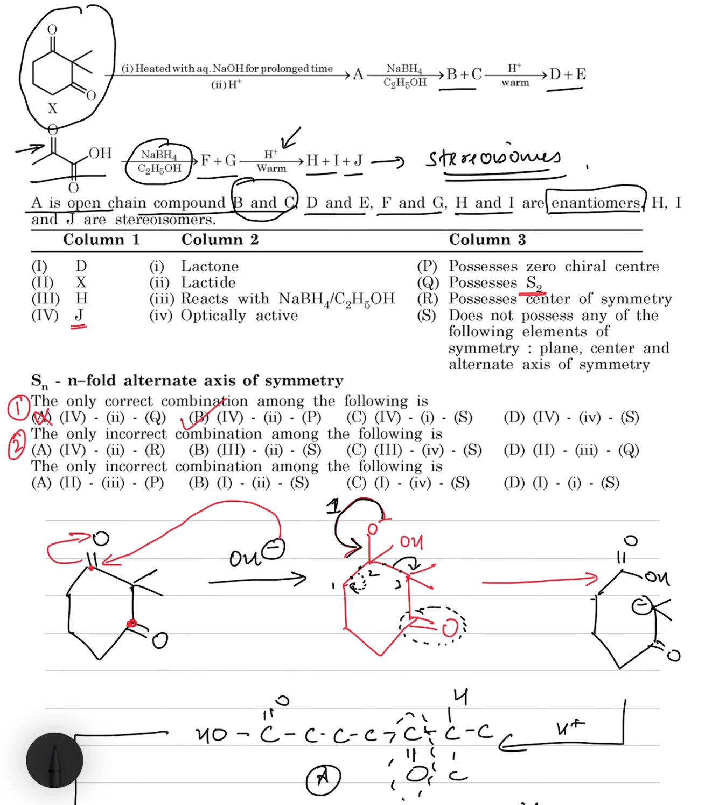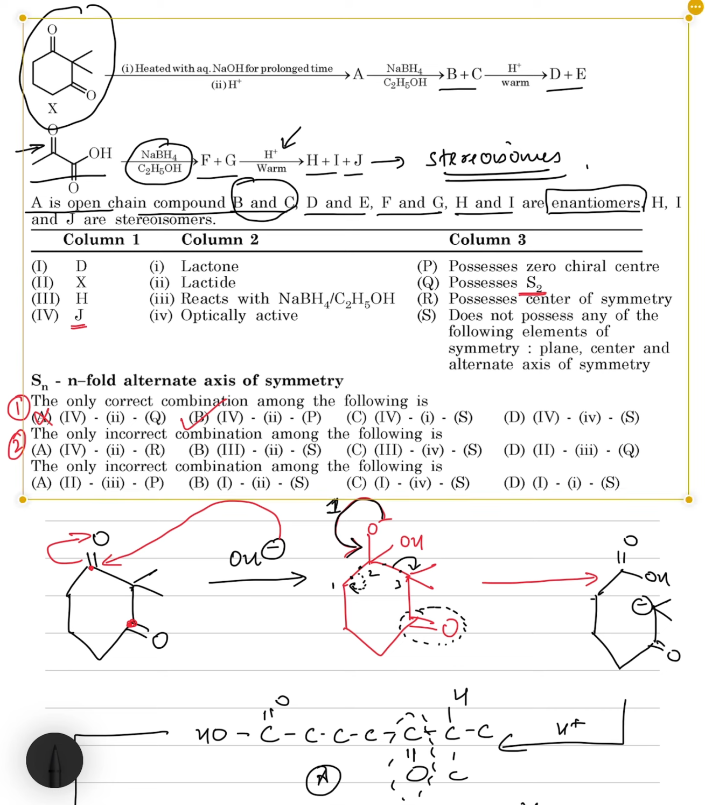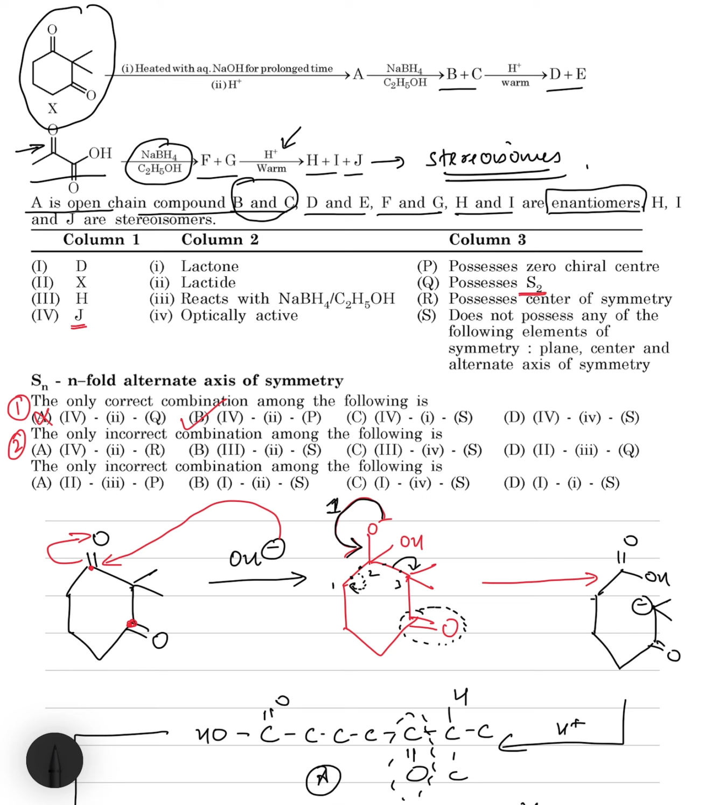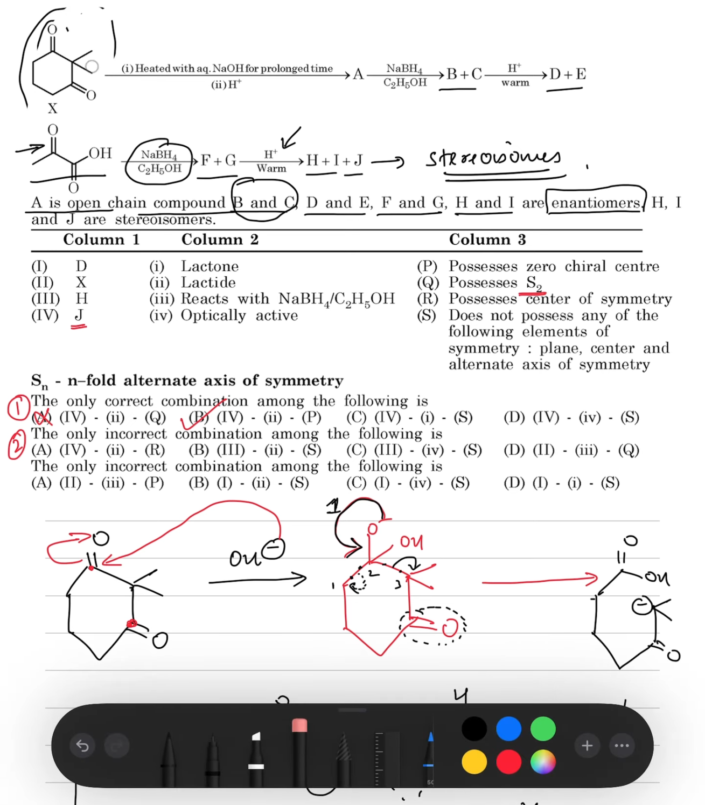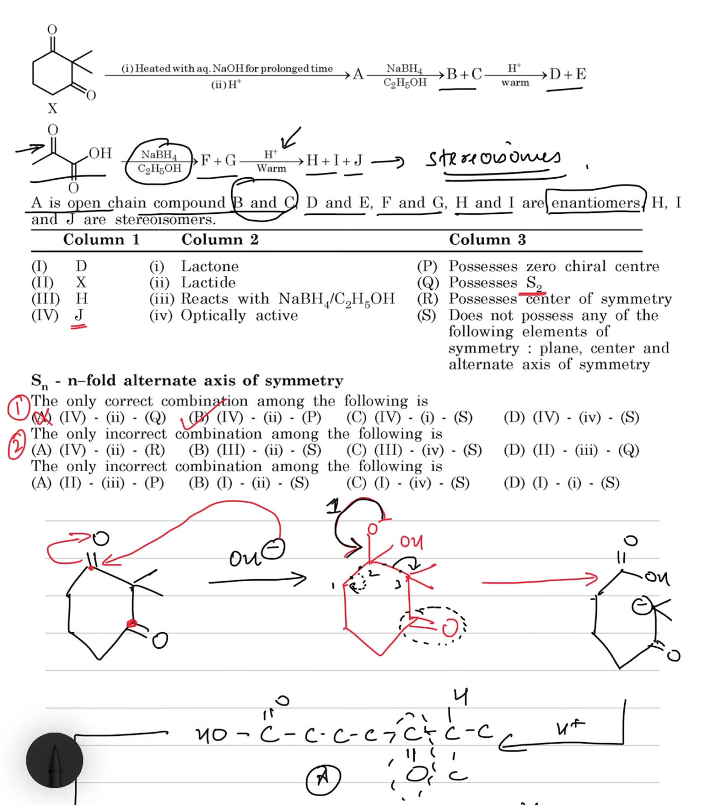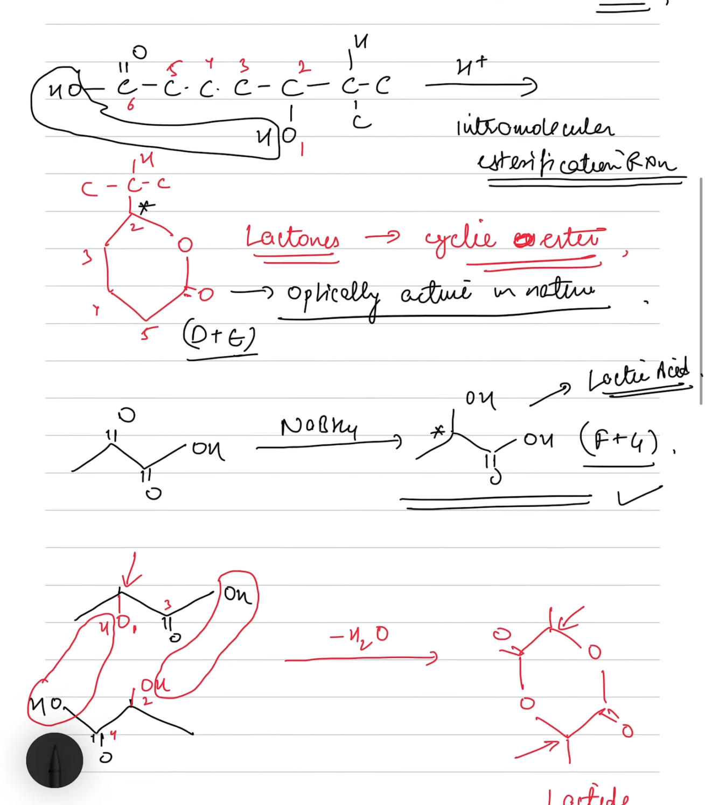The first one's combination is with third. The third statement says it reacts with NaBH4 and C2H5OH. Correct, it does react with that, because if you look at it, we have a ketone part here. In the reactant we have the ketone, and ketones easily react with sodium borohydride, NaBH4. So yes, here second and third is correct. Final is Q. Q says that it possesses S2 symmetry. So let's do one thing again: let's try to find out whether it possesses S2 symmetry or not.